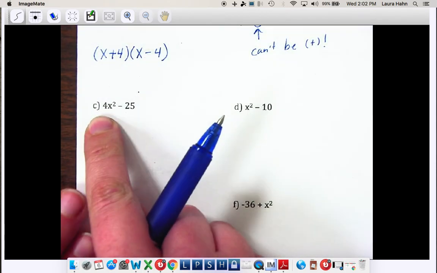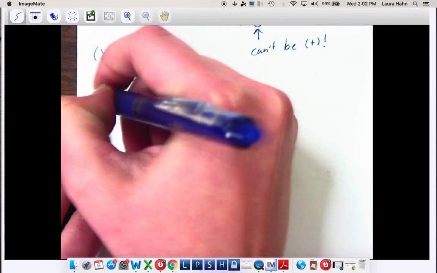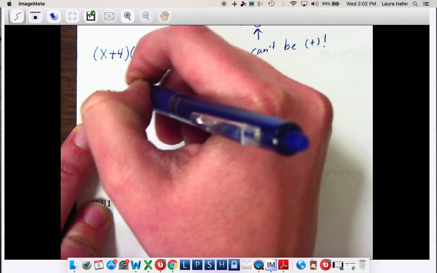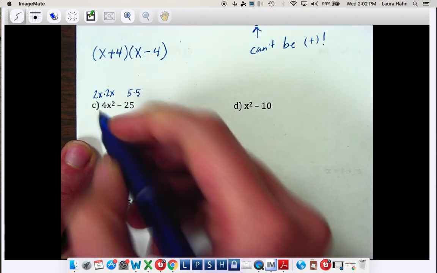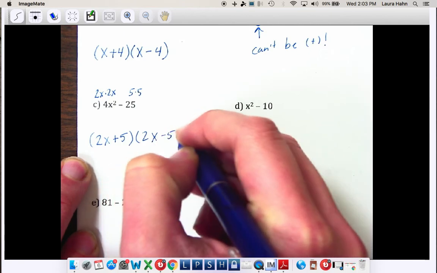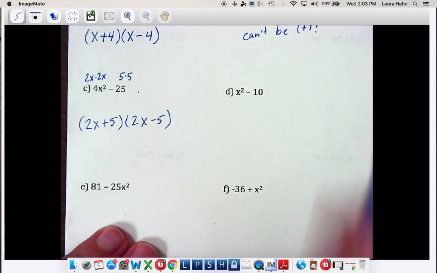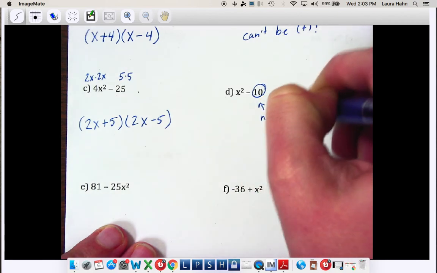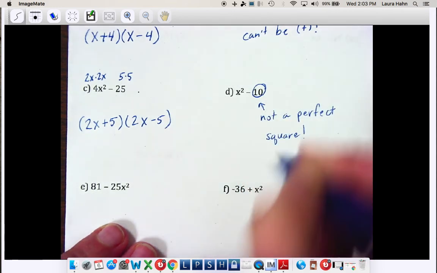All right, yes, that one is, because the square root of 4x squared is going to be 2x, because 2x times 2x is 4x squared. And the square root of 25 is 5, because 5 times 5 is 25. It's the difference between the two of them, so I know my answer is going to be 2x plus 5 times 2x minus 5. D will not work, because 10 is not a perfect square. Not going to work for me.